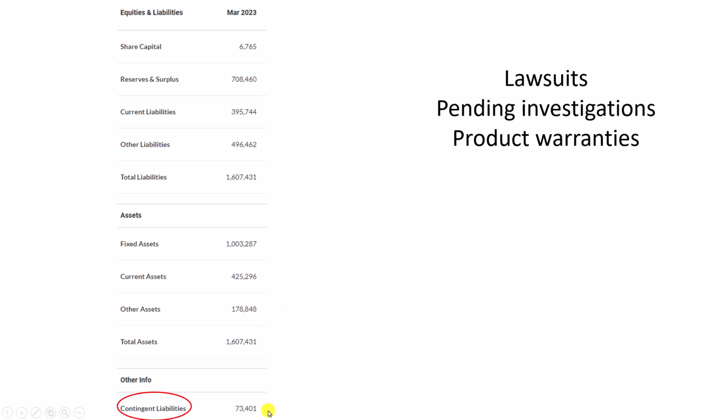For example, if 10,000 crores are required for product warranties, then from reserves and surplus, 10,000 crores would be deducted, and from other assets, 10,000 crores would be deducted. So it would be removed from here and here both. Alright. So I hope the concept of contingent liabilities is clear.